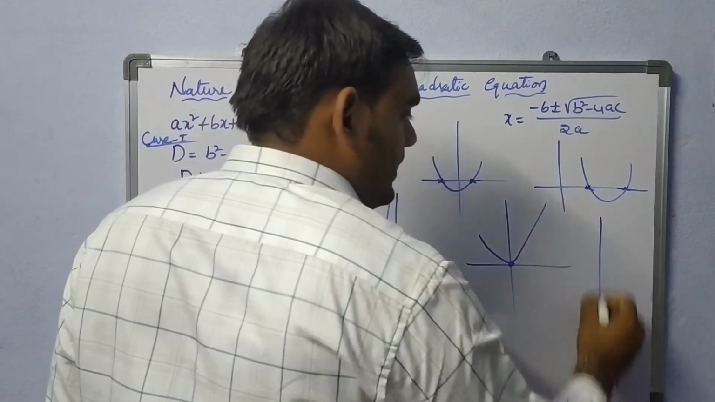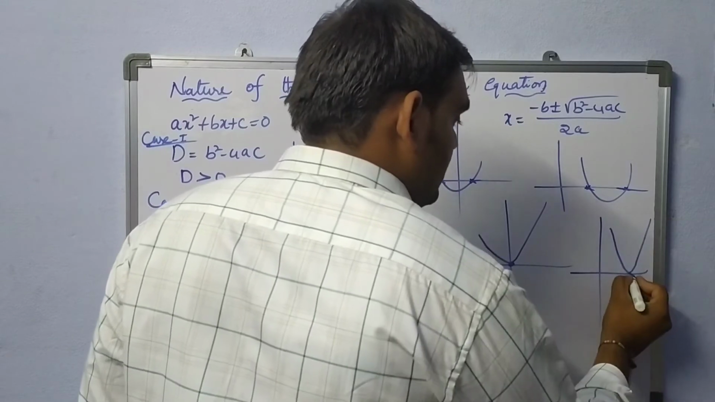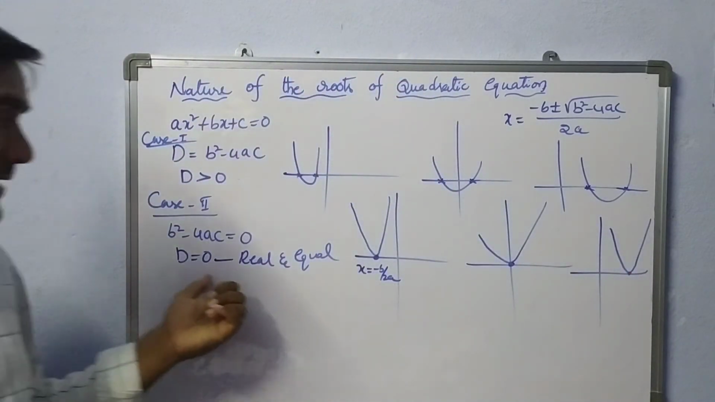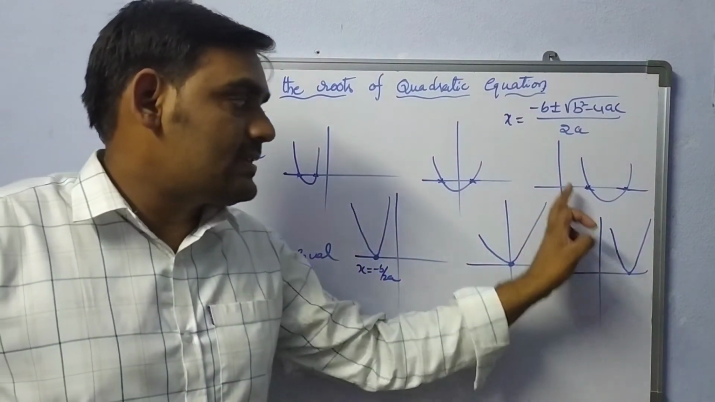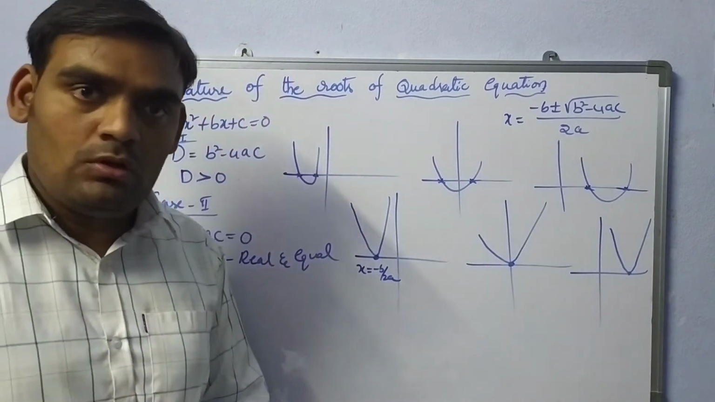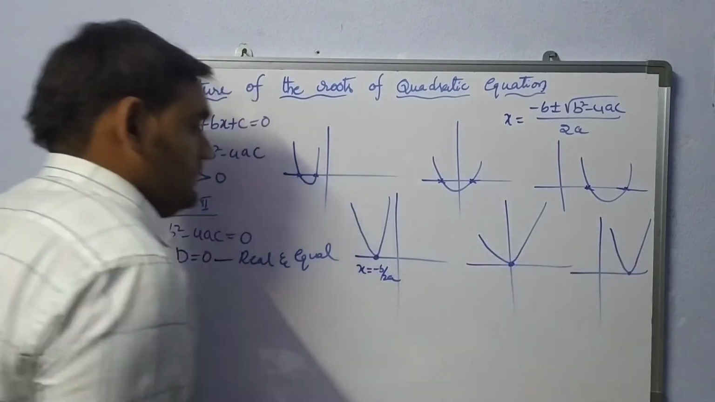Or else here we can take it like this. So the graph of a quadratic equation when the discriminant is equal to 0 will be like this. It touches the x-axis at only one place. But we will get two roots, and those two roots are equal.